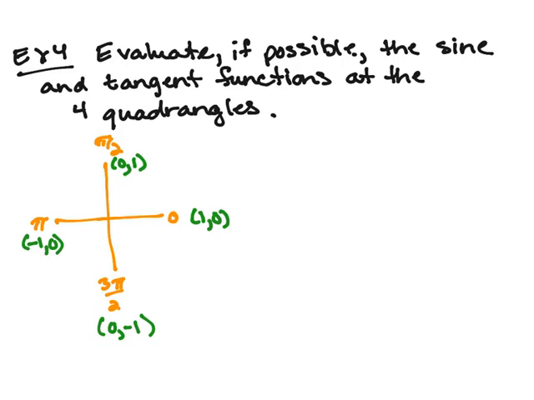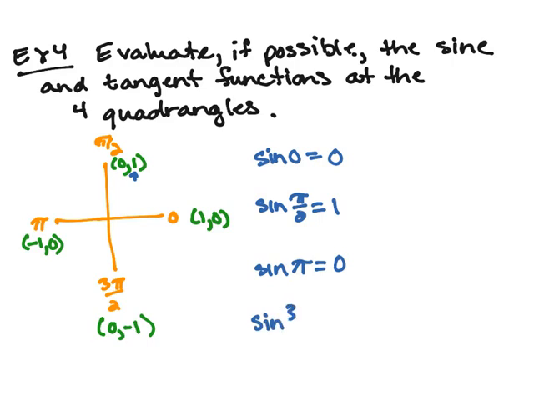Okay, so let's do sine first. Sine of 0, remember our coordinates are cosine comma sine, so sine of 0 is 0. Sine of pi over 2, I'm getting it from right there, is 1. Sine of pi is 0. Sine of 3 pi over 2 is negative 1.